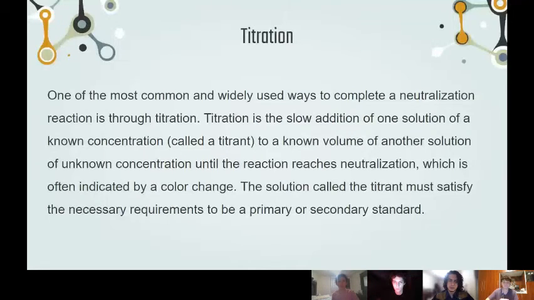One of the most common and widely used ways to complete a neutralization reaction is through titration. Titration is a slow addition of one solution of a known concentration, called a titrant, to a known volume of another solution of a known concentration until the reaction reaches the neutralization, which is often indicated by a color change. The solution called the titrant must satisfy the necessary requirements to be a primary or secondary standard.